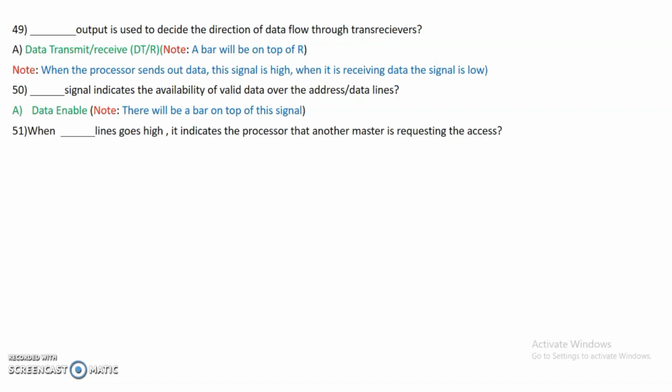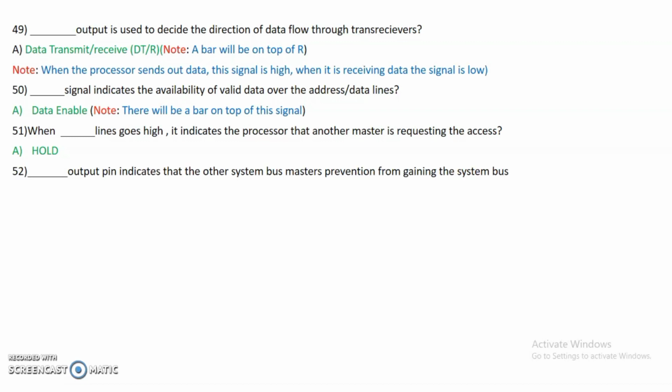Bit number 51. When dash line goes high, it indicates to the processor that another master is requesting access. The answer will be hold. Whenever the hold pin goes high, it indicates to the processor that the next master is also requesting the bus. Whenever this situation happens, the hold pin will go high. Bit number 52. Dash output pin indicates to the other systems, bus masters, that they are prevented from getting the bus. The answer will be lock. If you want to keep the other bus masters from accessing the bus, you can set the signal called lock. Here make a note, on the top of lock also there will be a bar.